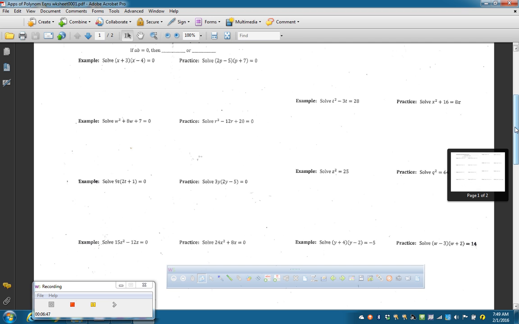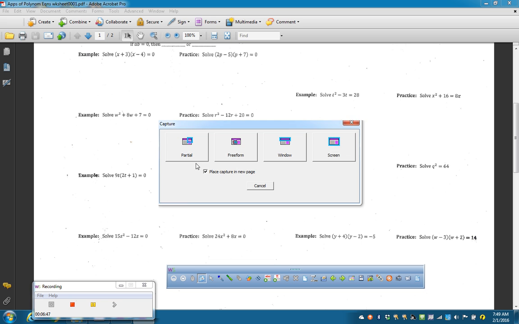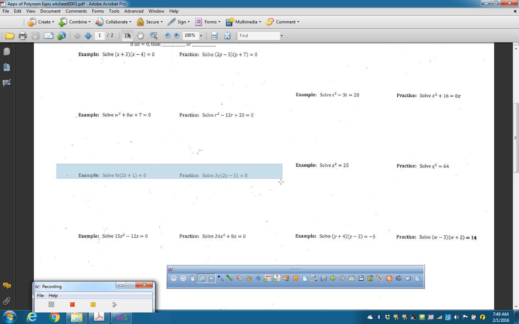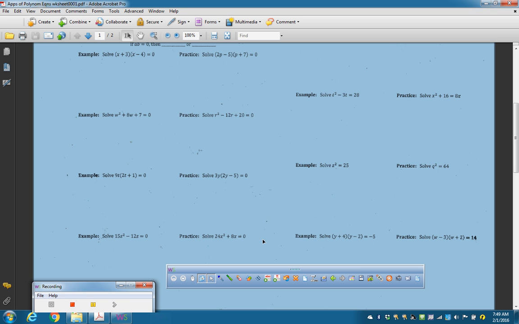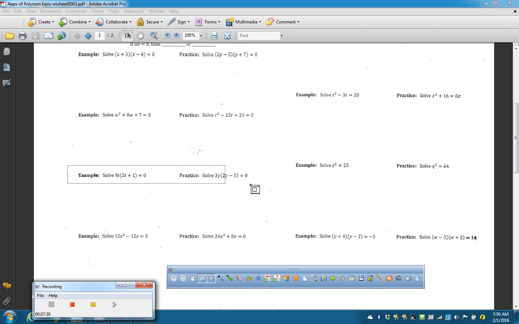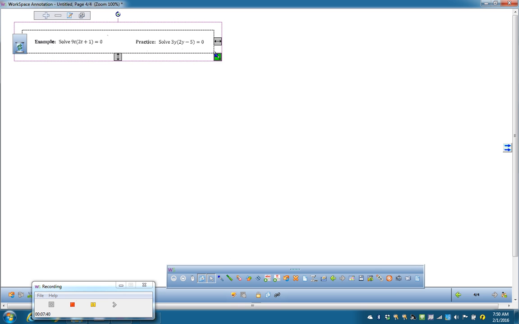So, just so you know, these ones are really easy. These next two, Developers class. Place, capture, new page. These ones. Uh-oh, it didn't work. Place, capture, and new page. So these ones are all really easy because they're already set up for you.